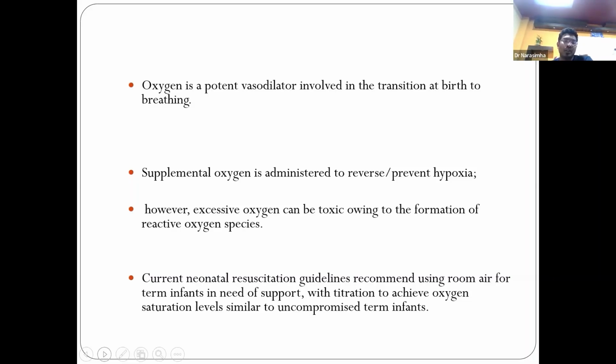There are two infants. One is a term infant, uncompromised, everything is fine, the child is vigorous, had a good cry, tone is good. The other baby is compromised. Whether compromised or uncompromised, a term baby always starts with FiO2 21. You will see that in a further slide.